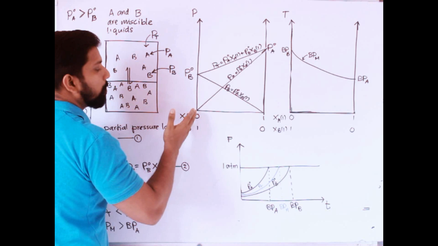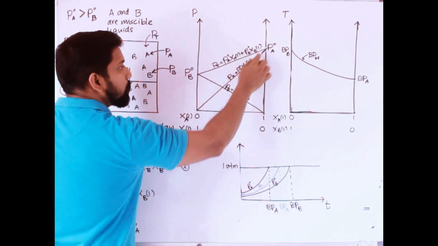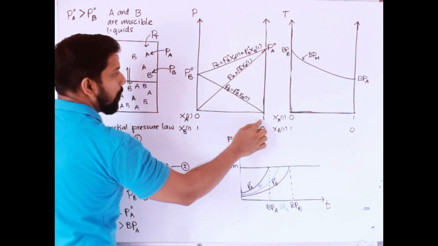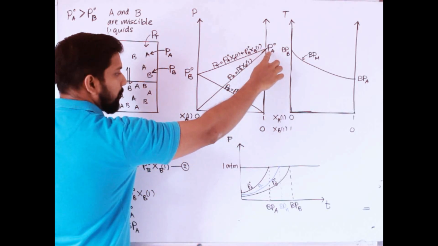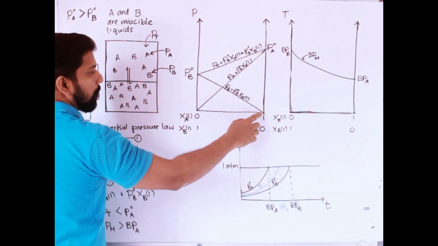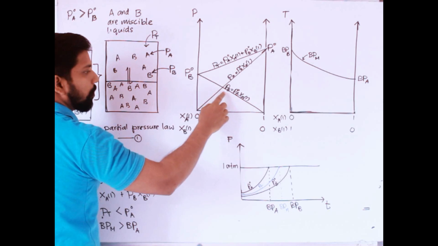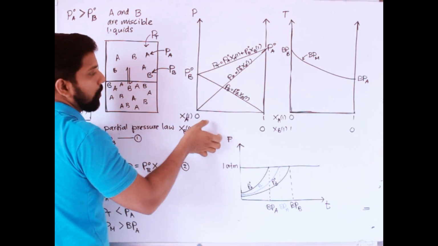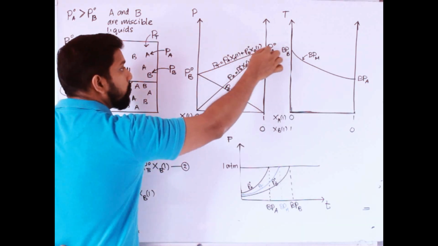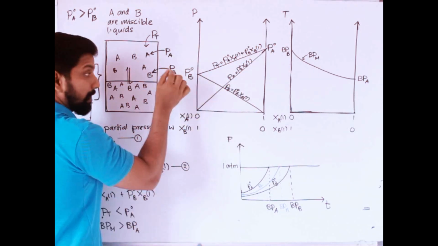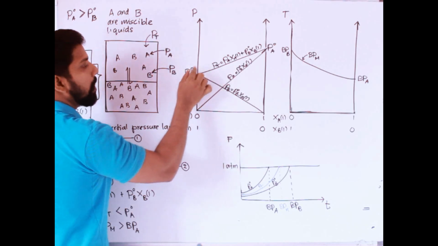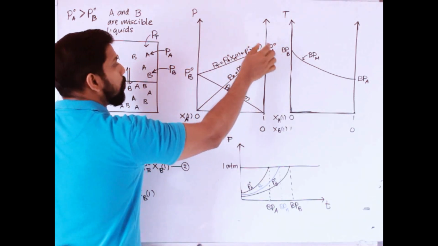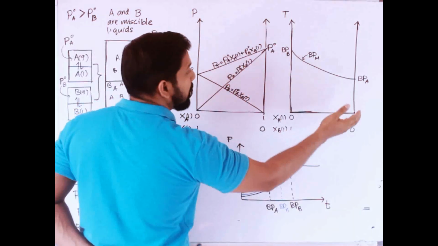This is how the pressure of A changes with its mole fraction from 0 to 1. It goes to P0 A. This is how the pressure of B changes with its mole fraction. So we combine these two and get the total pressure variation. Its minimum value is P0 B, its highest value is P0 A, and this is the result.